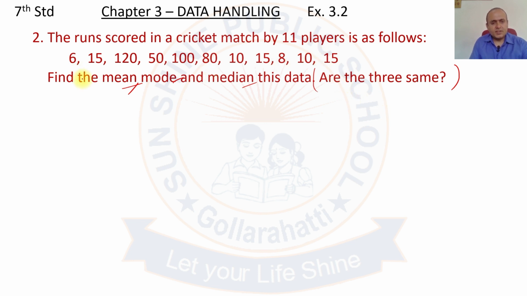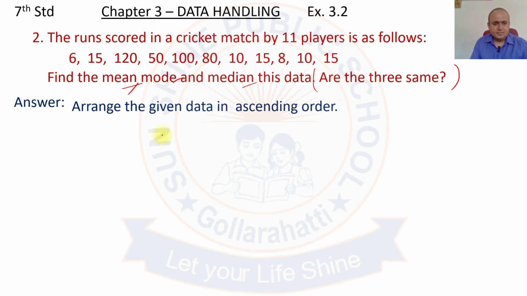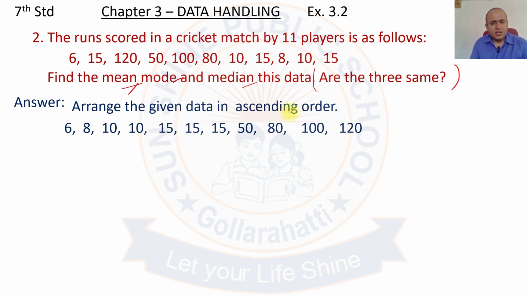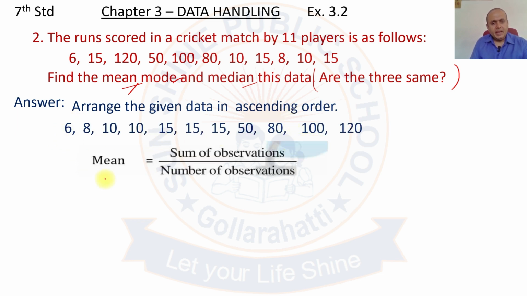Let us see. Let us first find the mean. Let us arrange in ascending order. Here I have arranged the given data in ascending order. Mean is equal to the sum of observations divided by the number of observations. So mean, you have to add all these. It's an average. You have to add all these observations and divide by the number of observations. The number of observations is 11 because the data given is of 11 players.